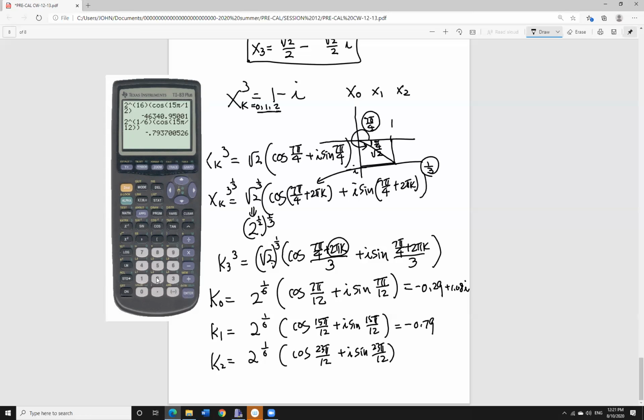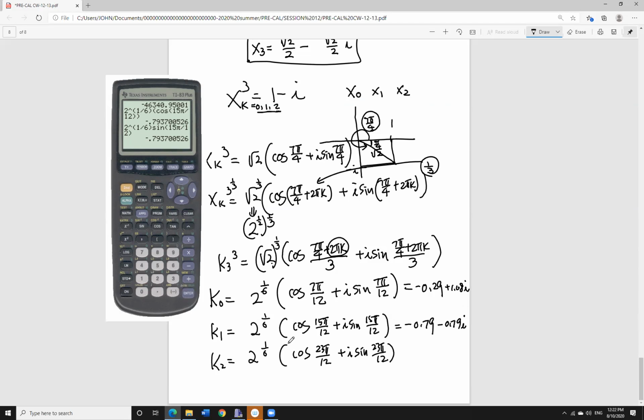Now 2 to the what? 1 over 6 again. Now we multiply sine, okay? That is the imaginary part, okay? Sine of 15 times pi divided by 12. How much? Okay, there, negative 7.7. That's the second one, okay?